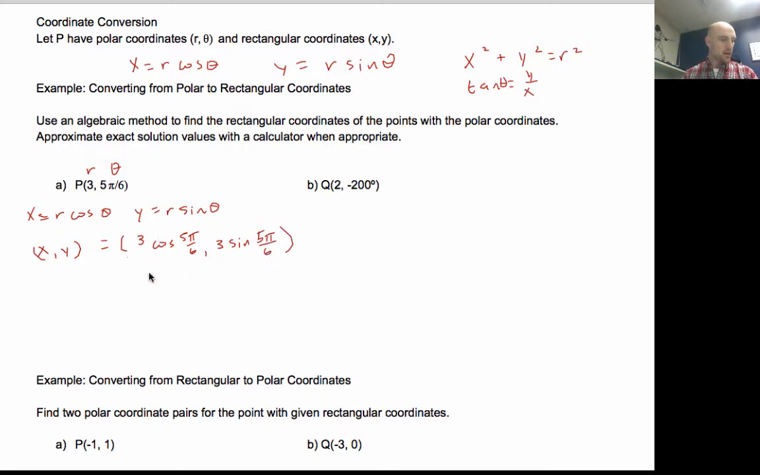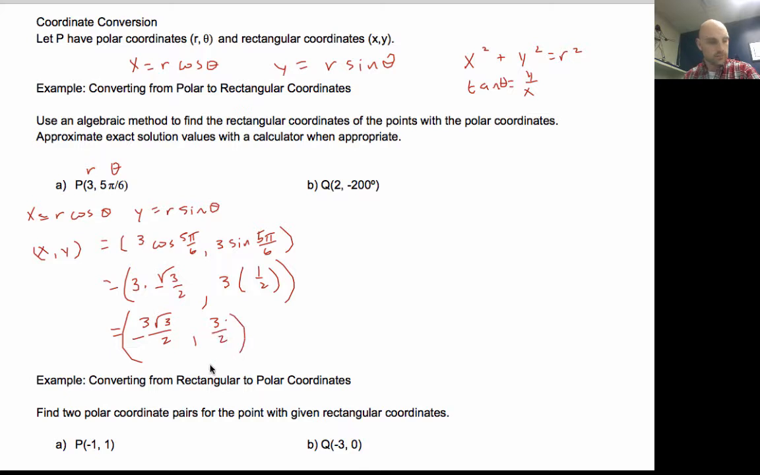All right? And so what happens here? Well, this is 3 times square root 3 over 2, and that's negative, comma, 3 times a half. Okay? And you can see if they wanted an exact solution, this would be 3 root 3 over 2, and that's negative, comma, 3 over 2. Okay, and we could approximate that to 2.60. Keep doing that, forget the negative. Negative 2.60 and 1.5. Okay? All you got to do is put it in. Find your radius, find your cosine of your angle.